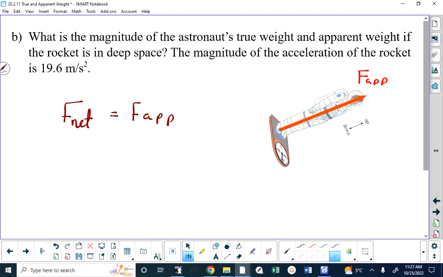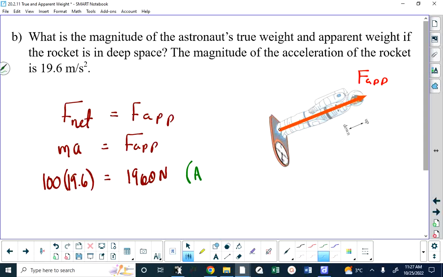And what that means is that ma is the apparent weight. So that's 100 kilograms times 19.6 meters per second squared, which is 1960 newtons. This is the apparent weight.